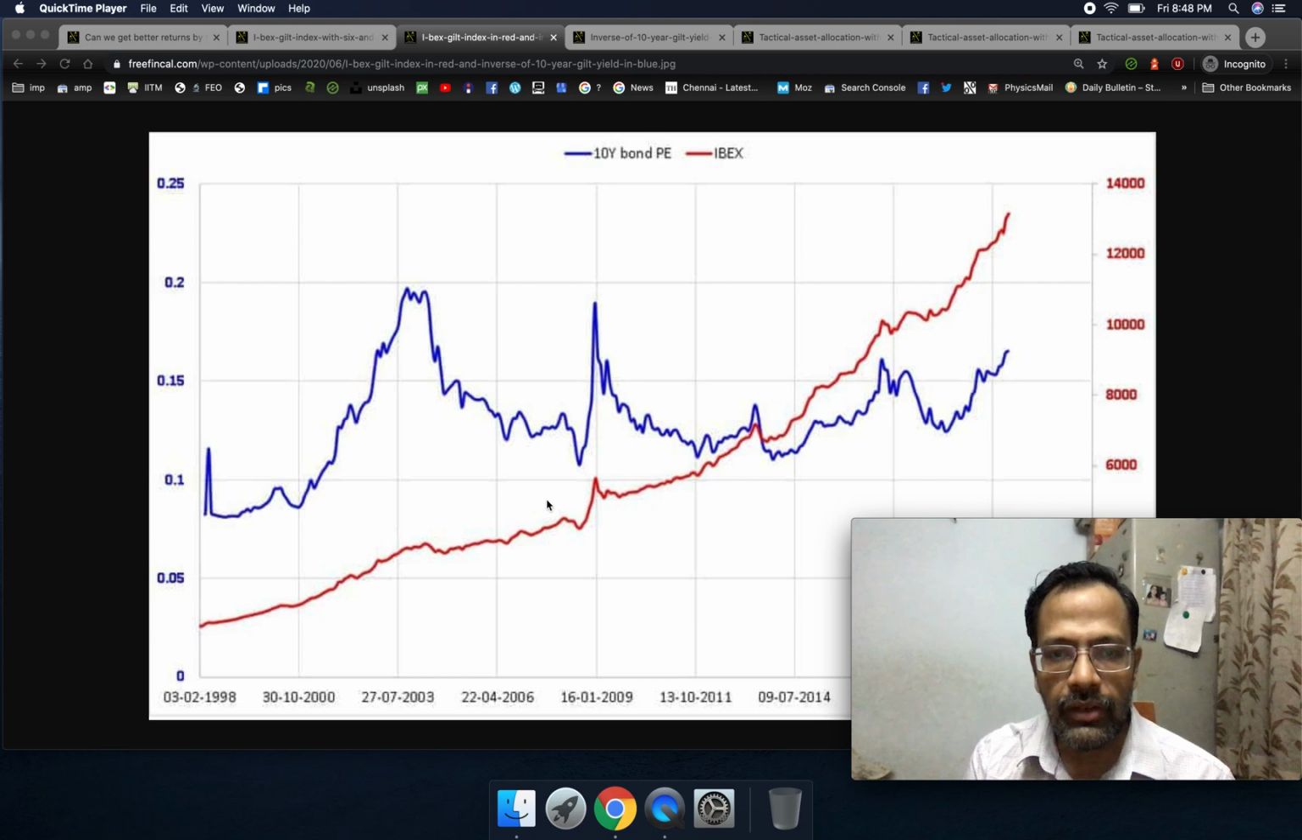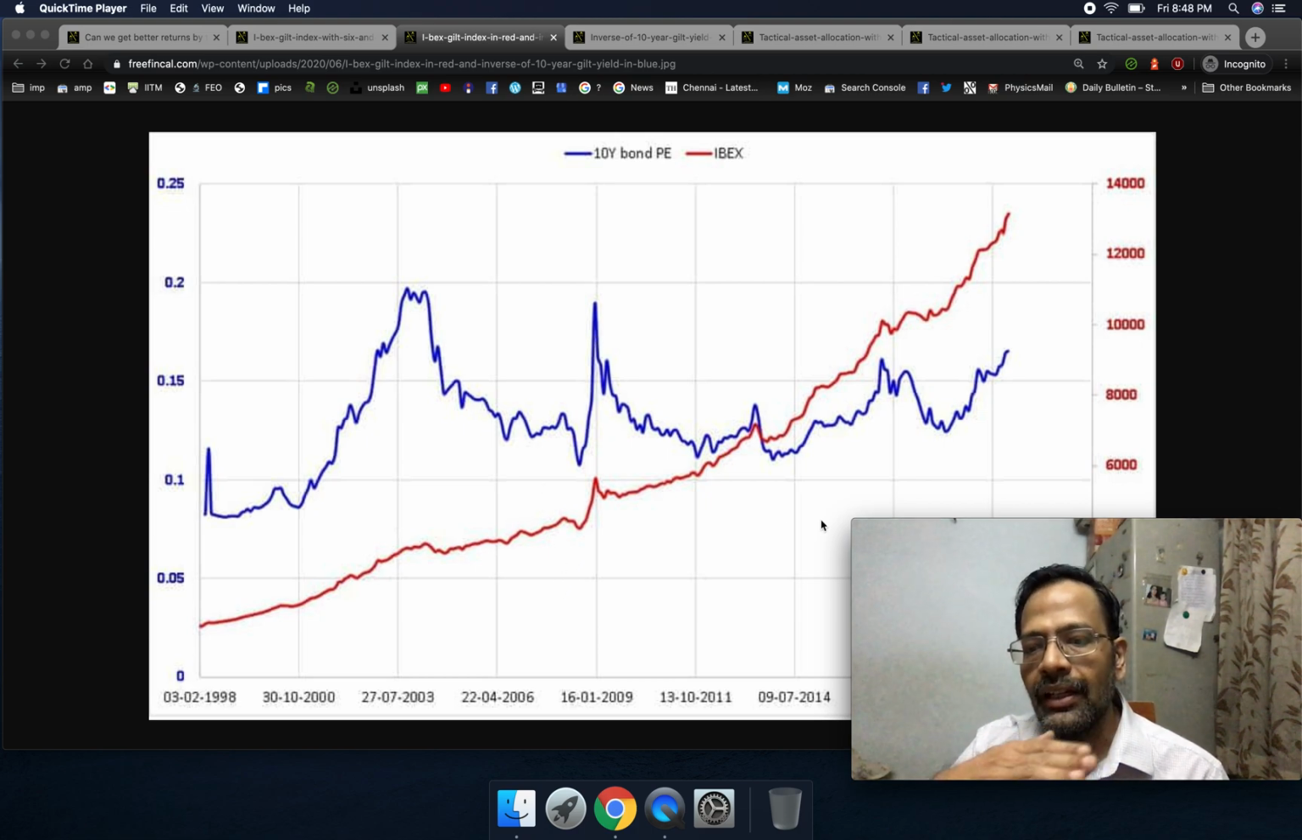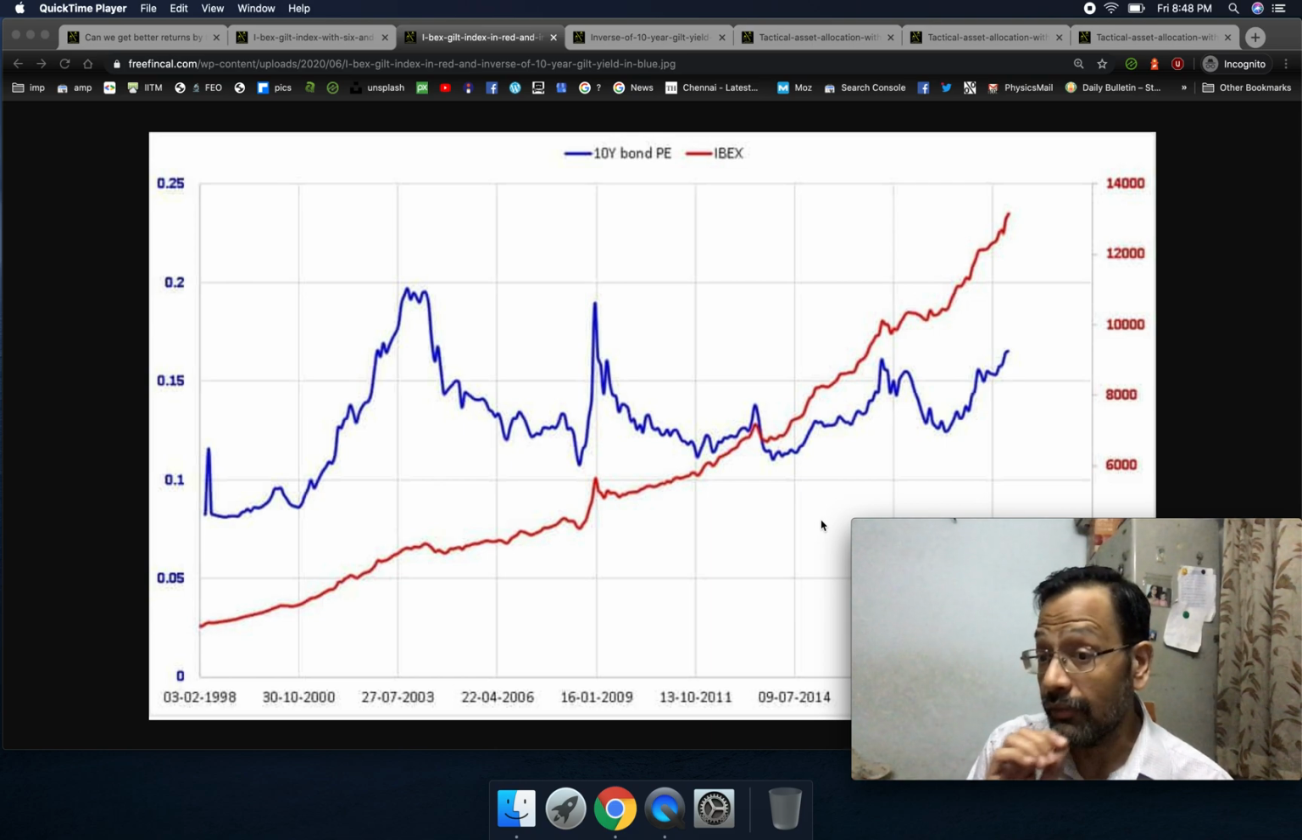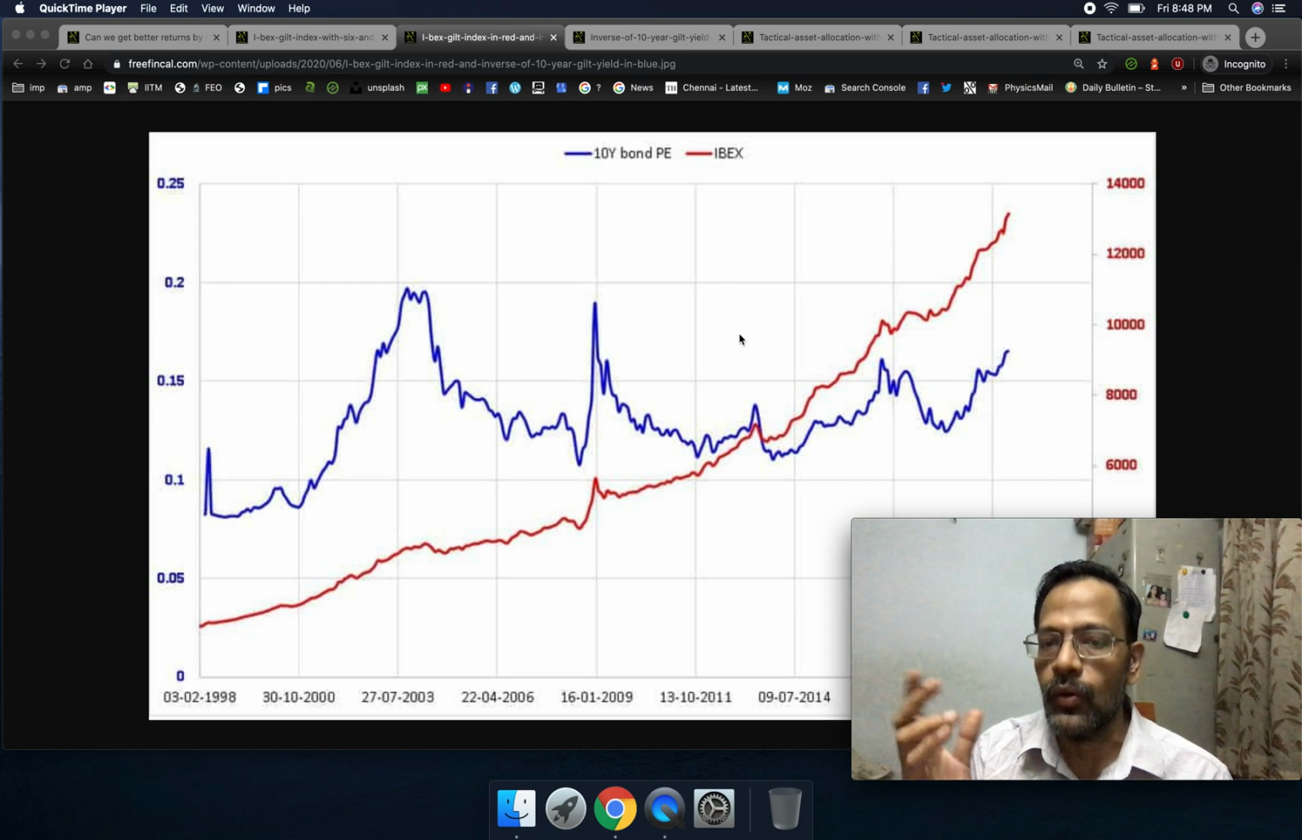And notice that whenever the bond PE increases, the gilt index moves up, and when it falls down, it doesn't do much, and so on. And it's a lot more sensitive index than the actual price of the gilt index as well. That is, the bond yield is much more sensitive. So we're going to use the 10-year bond yield.